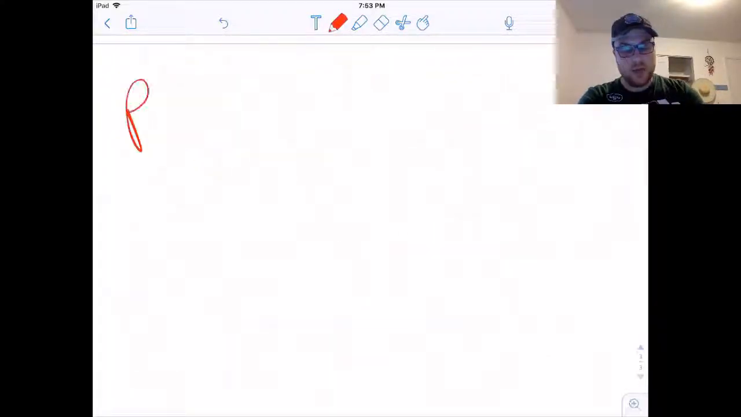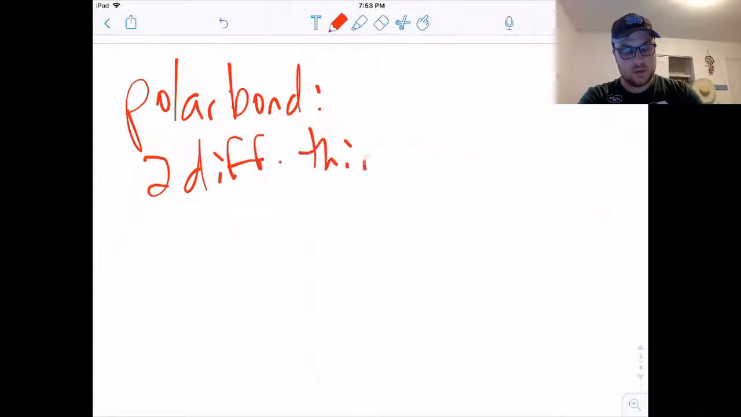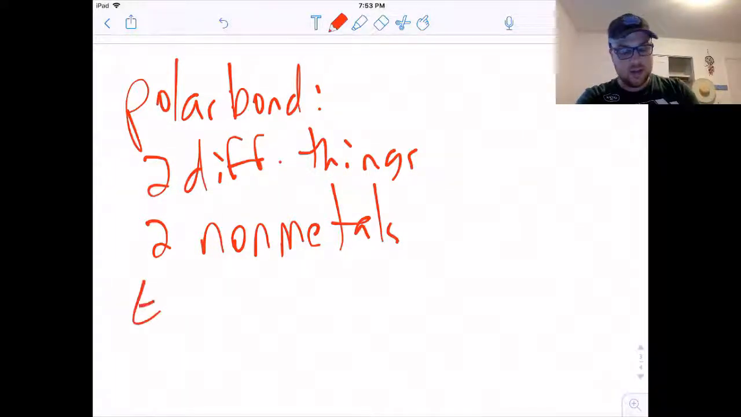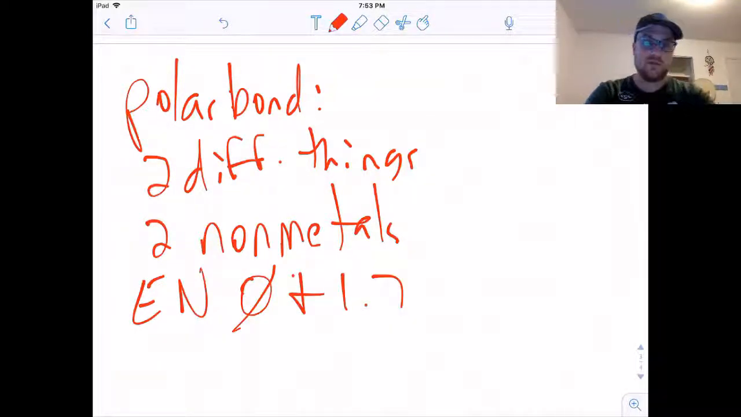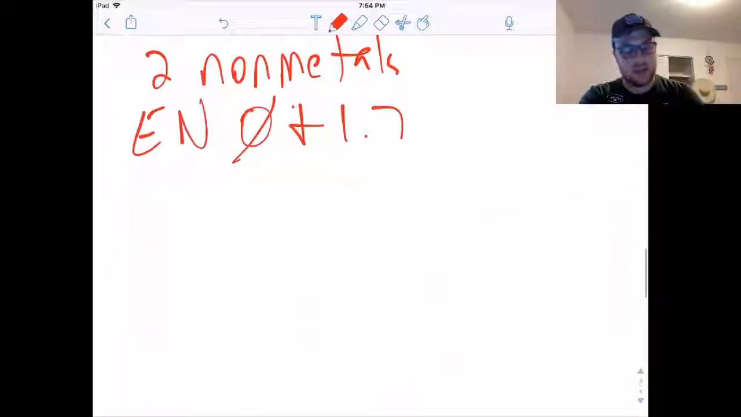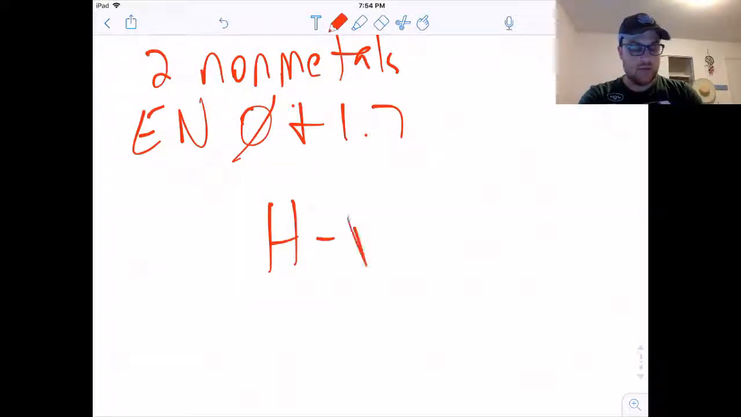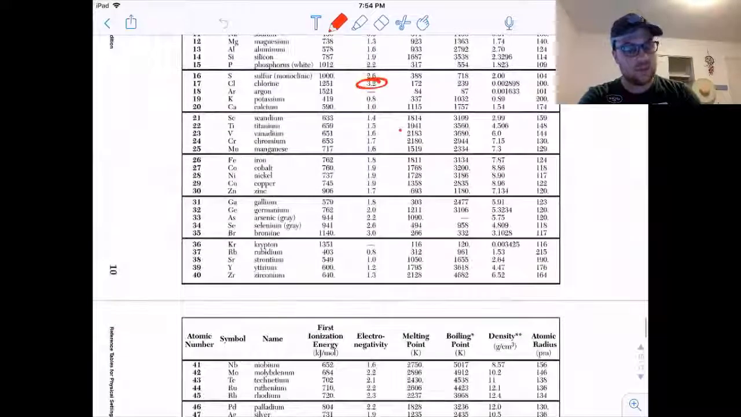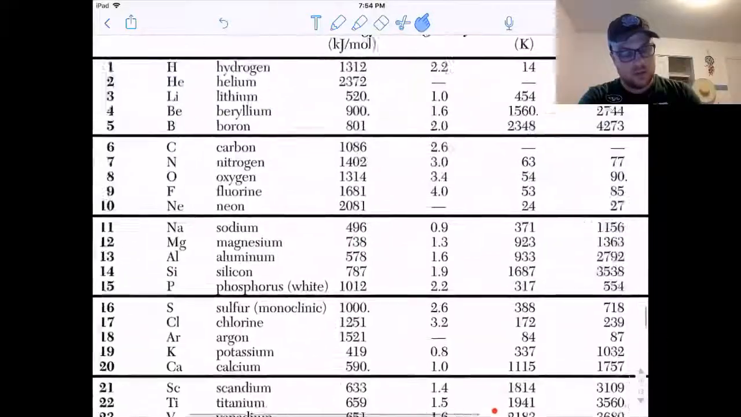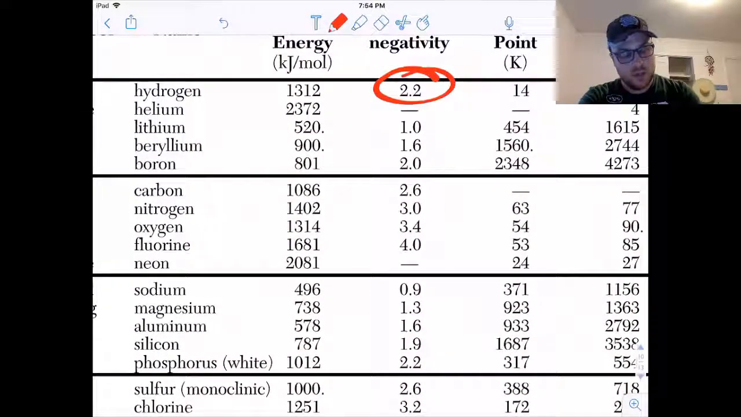All right, polar bond. Two things: one, two nonmetals, because usually once you throw a metal in there, we're going to call it ionic. And two, their electronegativity difference is somewhere between 0 and 1.7. That 1.7 I think is kind of arbitrary, but that's how we typically define it. So, for example, if you look at HF and you go to Table S and look up their electronegativity values, H is going to be 2.2, and F is going to be 4.0.